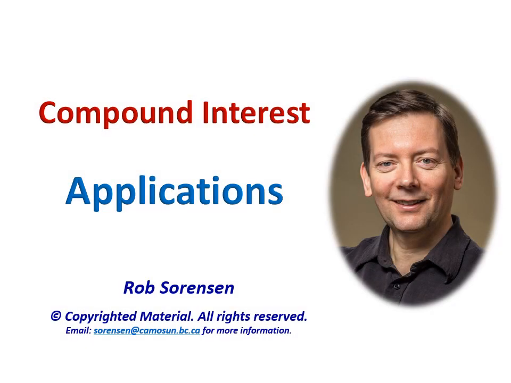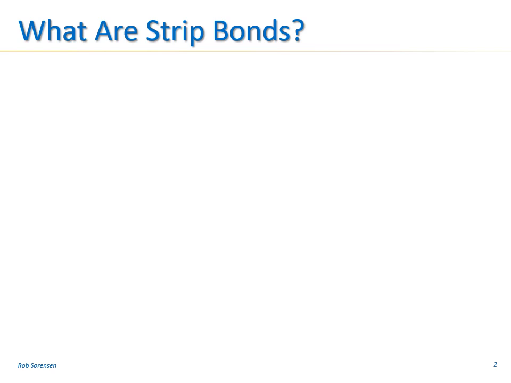Hello and welcome back. We're going to have a look now at some common real world applications for compound interest. Let's start by having a look at strip bonds. Now, in your book in the previous pages before you get to strip bonds, they do talk about Canada savings bonds. I'm not going to worry about those too much. Instead, I just want to start with strip bonds. So let's have a look.